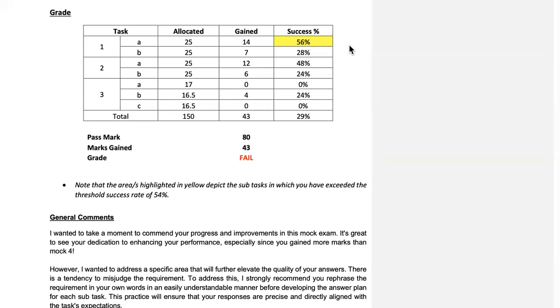So once you're done with the mock, within 48 hours you'd receive tutor feedback. And once you receive tutor feedback, when it comes to brushing up your answering techniques or improving the answer structuring or the quality of your answers, you just need to focus on the subtasks in which you gained low marks, forgetting about the areas in which you have gotten enough marks by looking at the success rate.